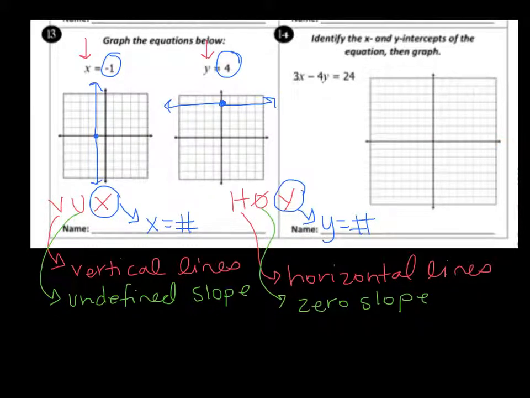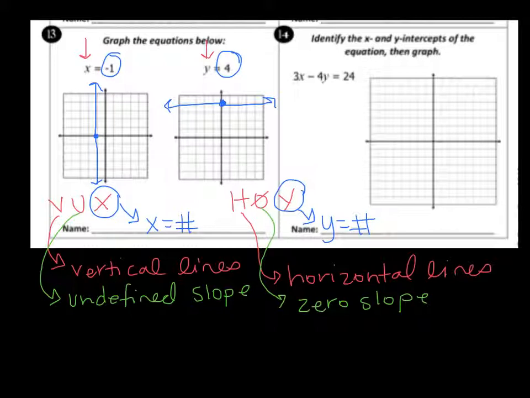So if you think about it, if I'm looking for the x-intercept, if I'm on the x-axis, that means that y had to be equal to 0. So to find my x-intercept, all I have to do is put a 0 in for y. Well, when I do that, this value is going to go away. So I'm left with 3x equals 24. Okay? So let's think about that for just a second.